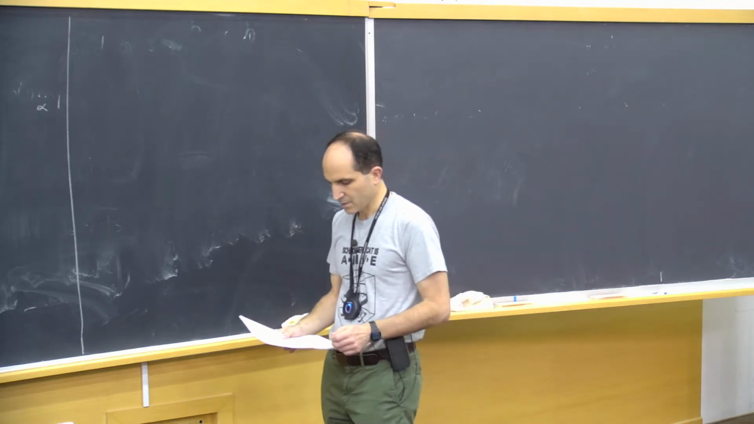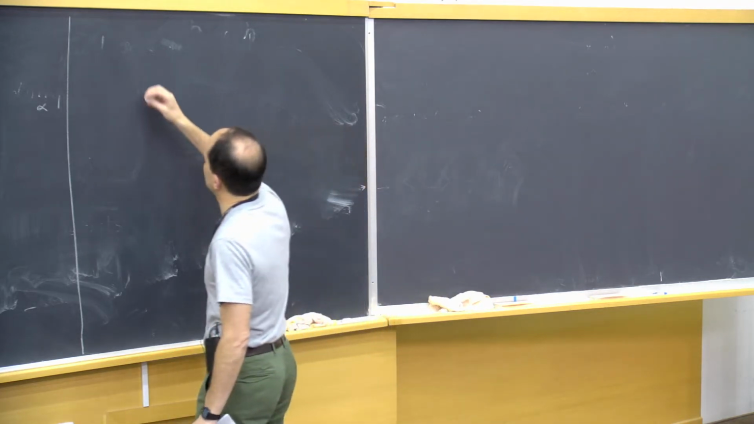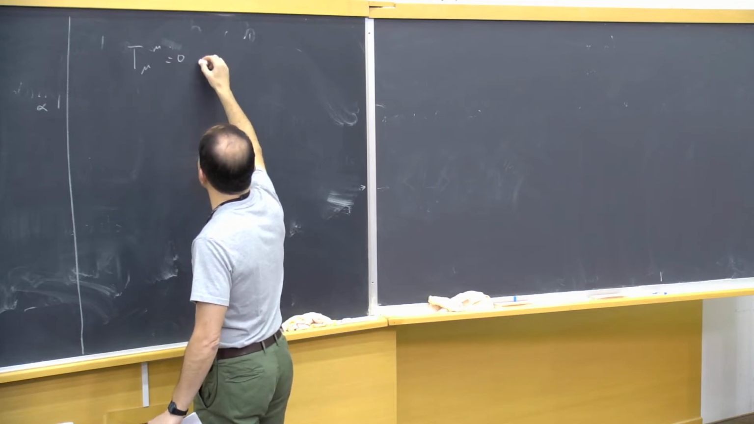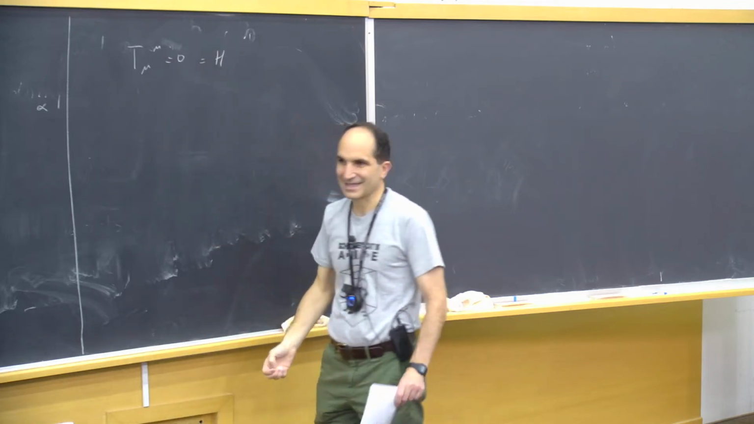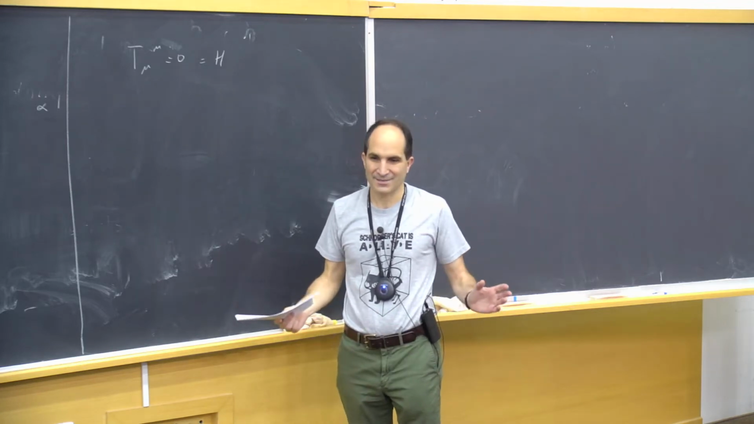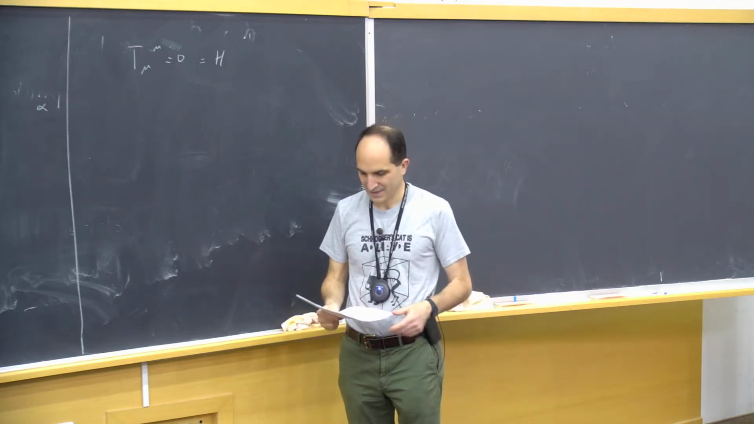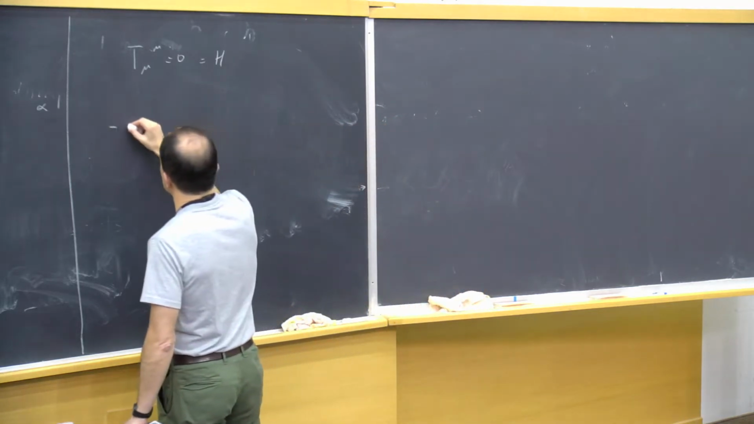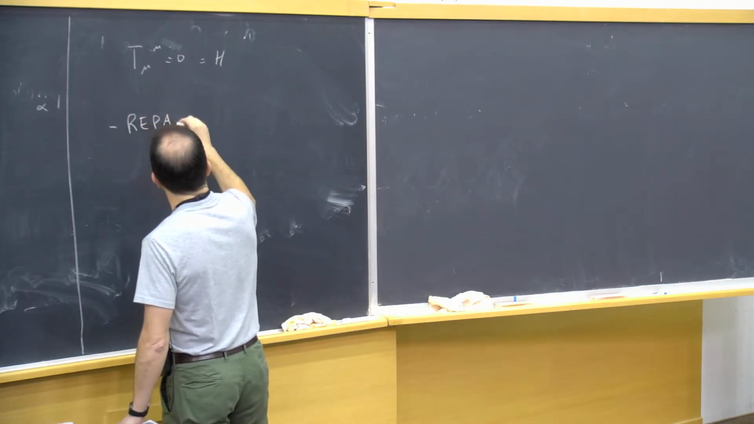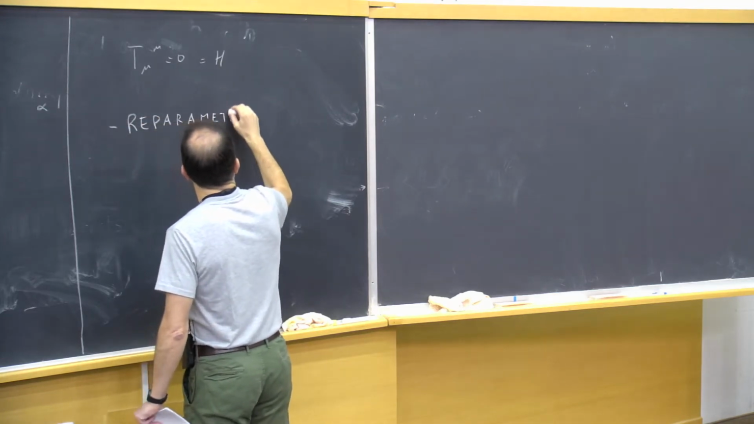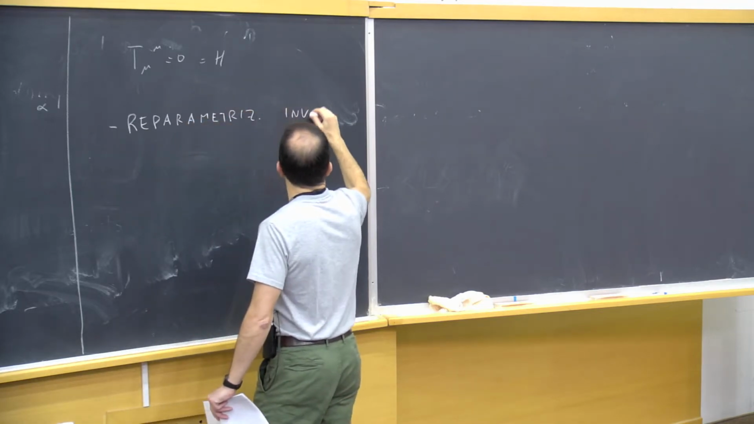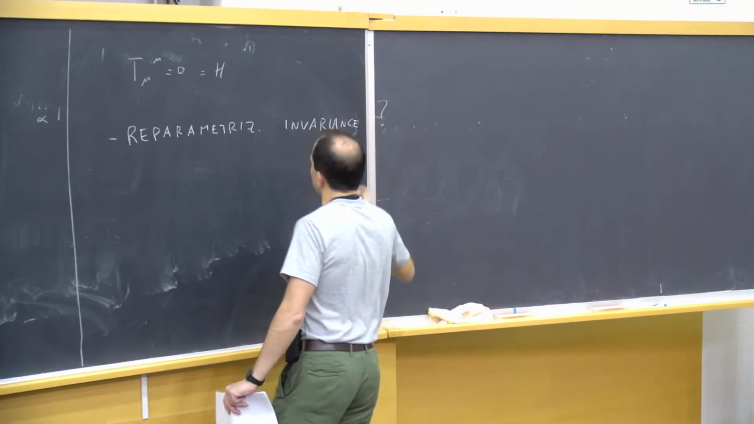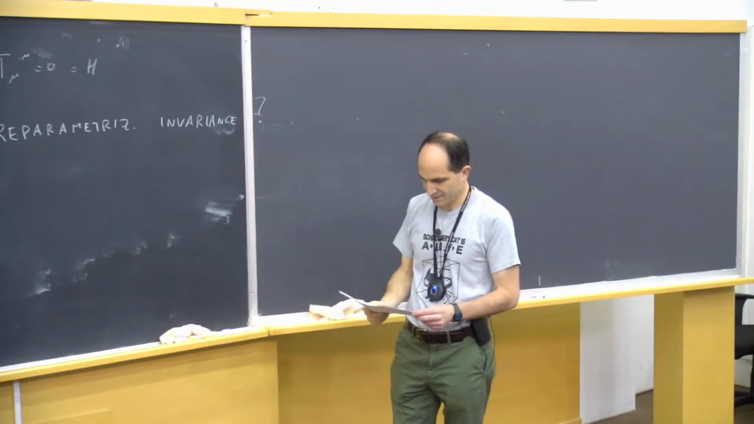Now, in 0 plus 1 dimensions, saying that the stress tensor is 0, there is only one component for the stress tensor, which is essentially the Hamiltonian. So this is like saying the Hamiltonian is 0. And so we expect invariance under all reparametrizations. So you might wonder whether we have a reparametrization invariance. Question mark, do we or do we not have this reparametrization invariance?